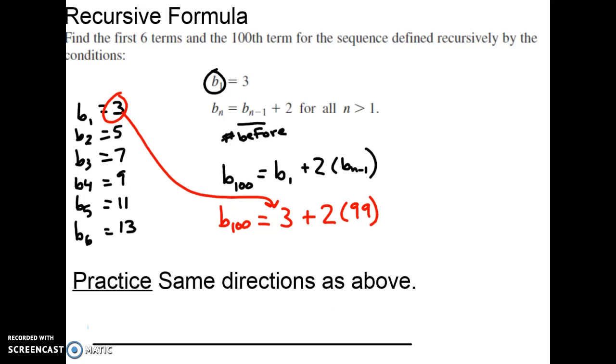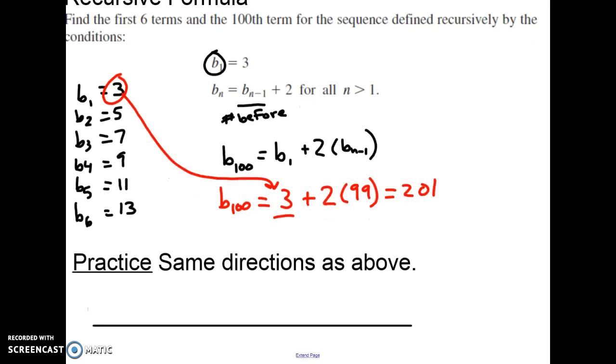We have our first term here is 3. Okay, and then we're going to add 99 more times. And when we do that, now we actually have an equation that we can use, and that's 201. So this is obviously an example of recursive formula, and hopefully it's clear that for listing out the first 6 terms, recursive formula is much easier, but for finding the 100th term, the explicit formula is easier.